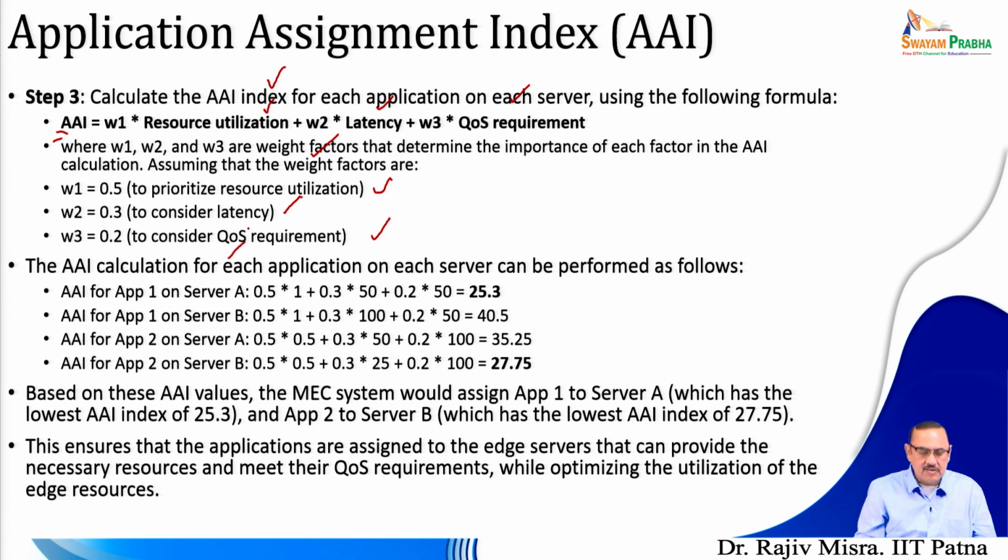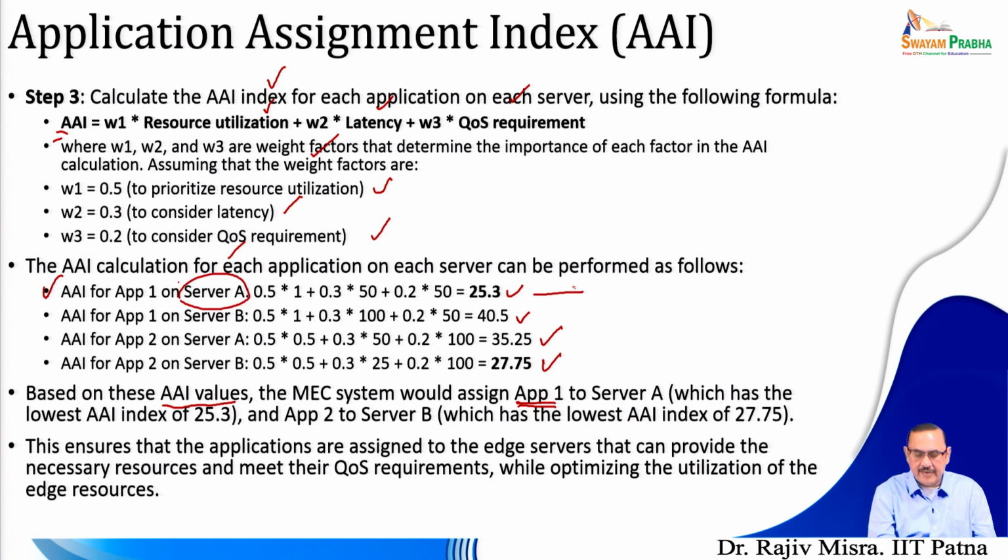So, AI calculation for each application on each server can be performed as follows. AI for application 1 on server A will give you the total AI index of 25.3, where AI for application 1 on server B will become 40.5, AI for application 2 on server A is 35.25, AI for application 2 on server B will become 27.75. So, based on these AI values, the MEC would assign application 1 to the server A.